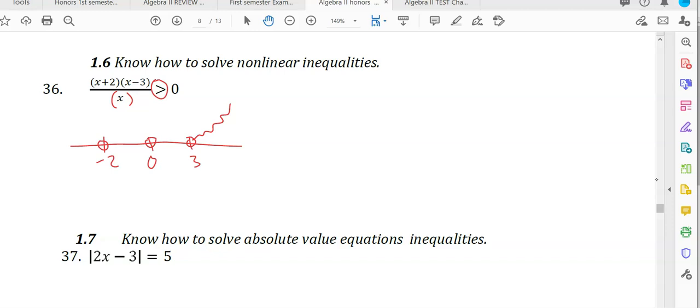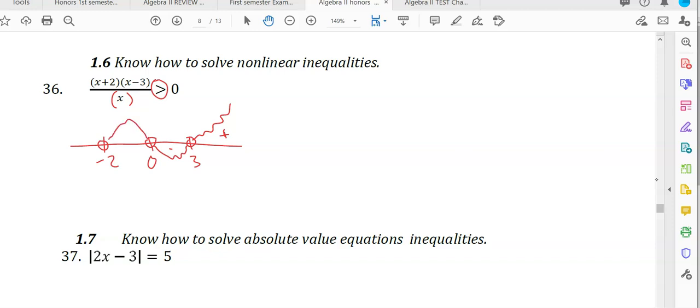Plug in a number between 0 and 3, like 1. 1 plus 2 is positive, 1 minus 3 is negative, so the numerator is negative, and 1 is positive there, so negative divided by positive is negative, so it's going to be negative in that section. It's positive here. Plug in a number like -1, so that first thing is positive. That's negative, the numerator is negative. That's negative, negative divided by negative is positive, so it does this.